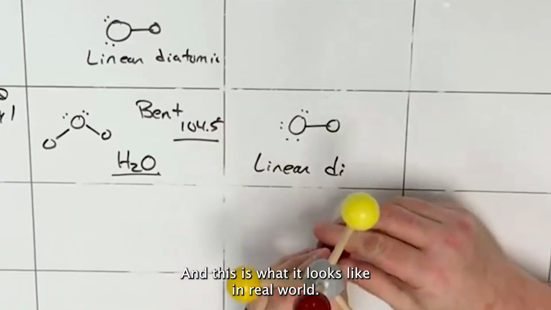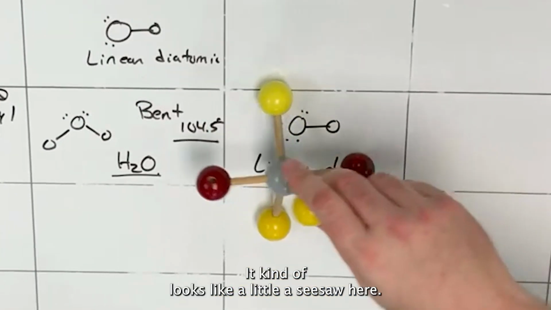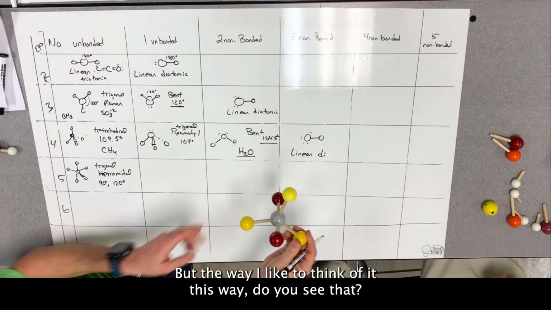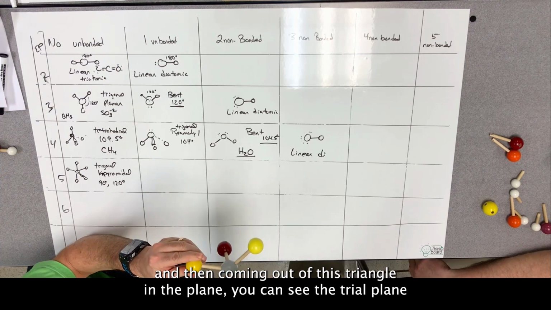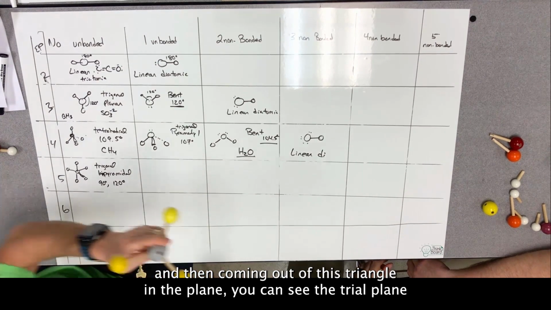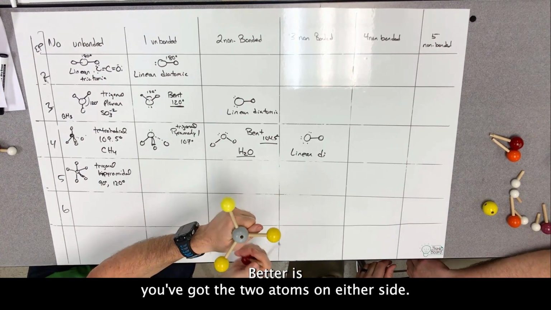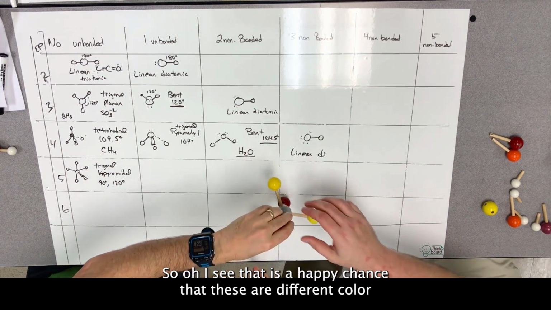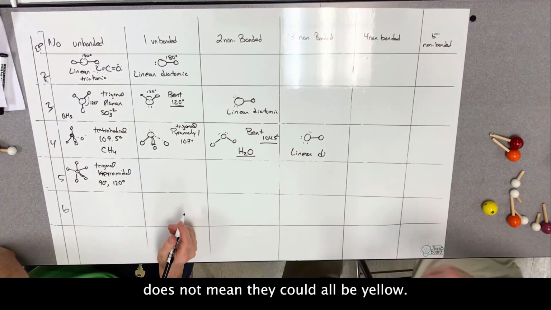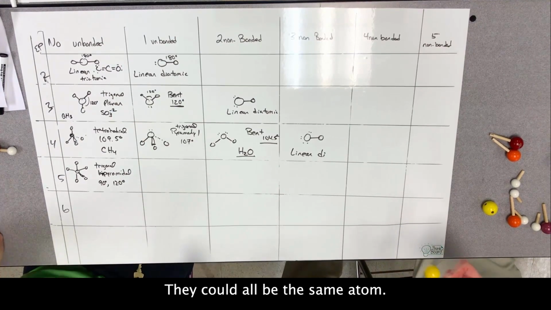And this is what it looks like in real world. It kind of looks like a little bit of a seesaw here. Well, the way I like to think of it, if you can see, this is a triangle in the plane, and then coming out of this triangle in the plane, you can see the triangle plane here better, you've got the 2 atoms on either side. By the way, it's just a happy chance that these were different colors. It does not mean anything. They could all be yellows. They could all be the same atom.